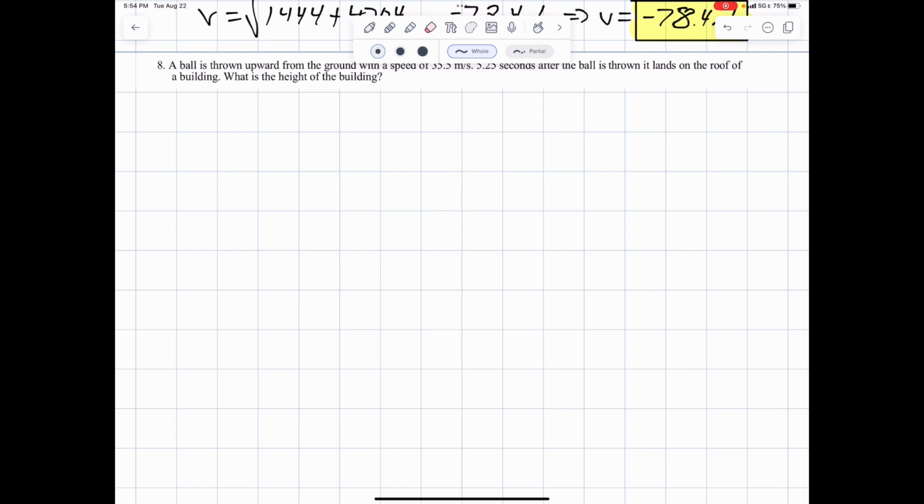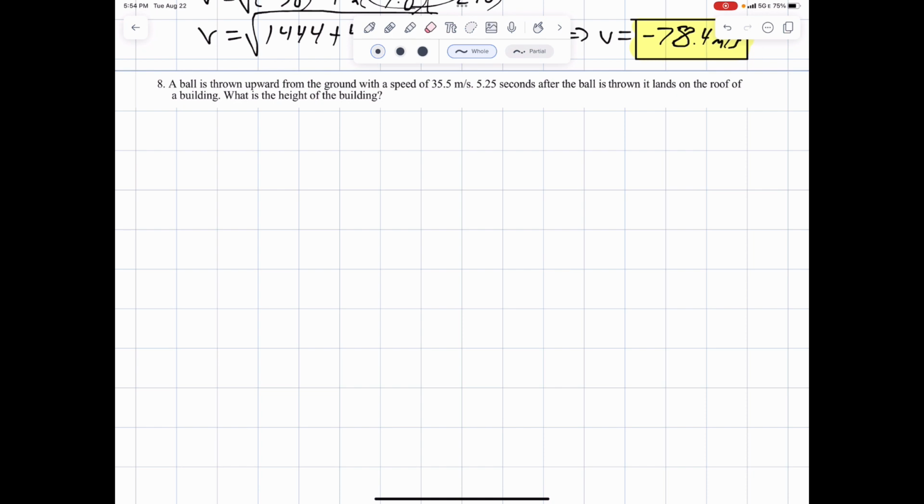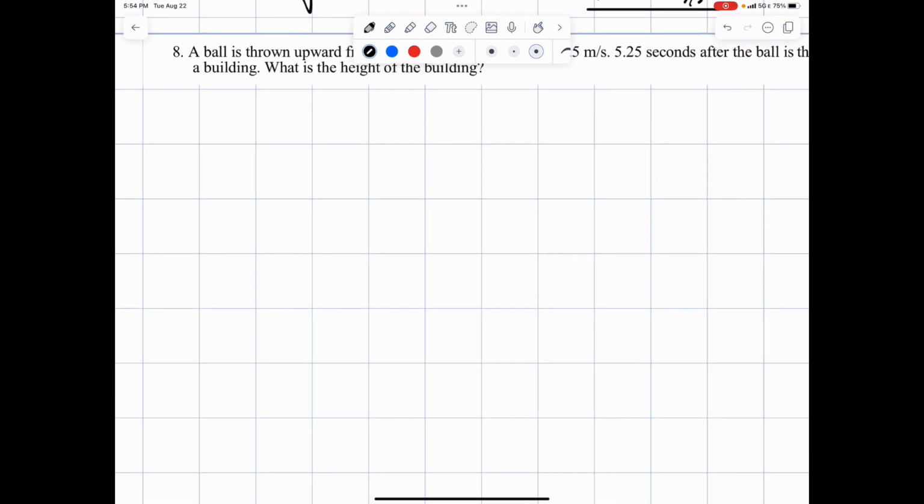Number 8. A ball is thrown upward from the ground with a speed of 35.5 meters per second. 5.25 seconds after the ball is thrown, it lands on the roof of a building. What is the height of that building? If I needed a picture to visualize this, here's the building. Here's us. We throw it and it's going to land on that building.